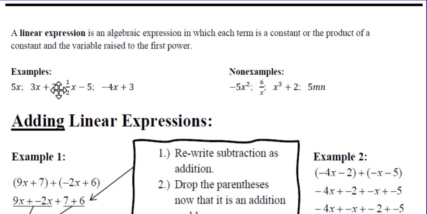3x plus 2. We see that the 2 and the 3x are in separate terms. 1/2 x minus 5. Again, we have that exponent of 1, and we have those terms being separated by addition and subtraction. Same thing with that negative 4x plus 3.